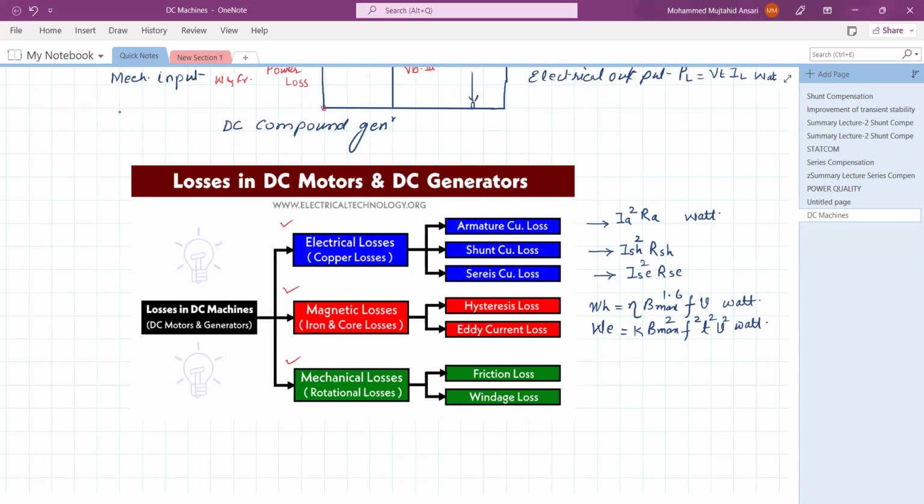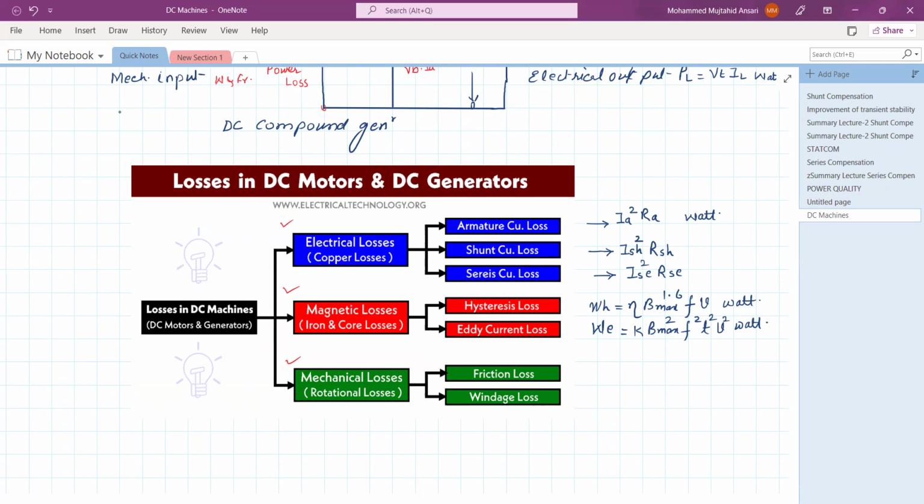So if we are using thin material, that is, the thickness of the laminated plate is small, then the losses are going to reduce. So this is called the eddy current loss and hysteresis loss, and totally it is called the magnetic losses. Whereas the frictional loss occurs in the bearing, and windage losses occur because the moving part is under air pressure and there is air cutting, and if you are also providing some fans, so these are the frictional and windage losses. So these are the different losses in the DC generator.